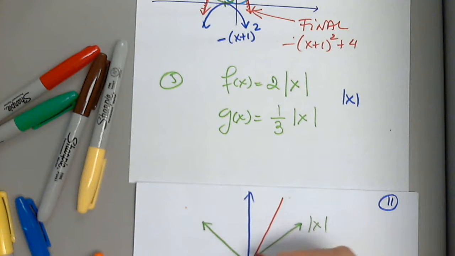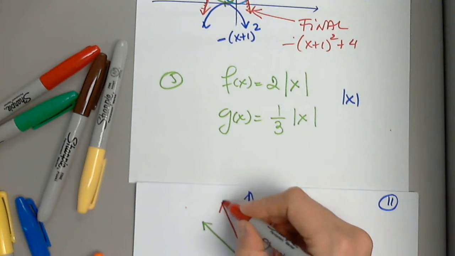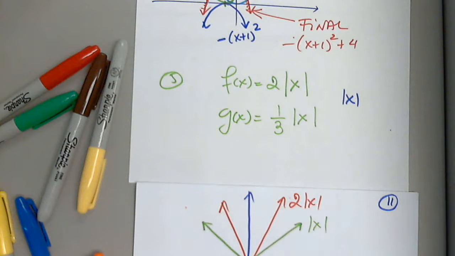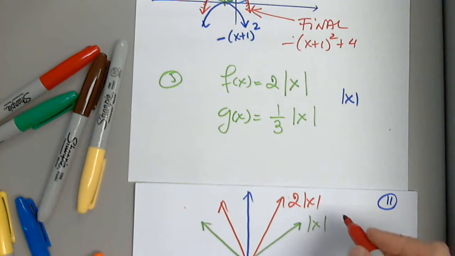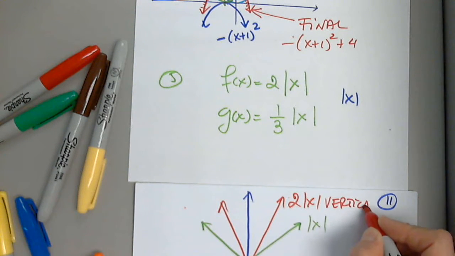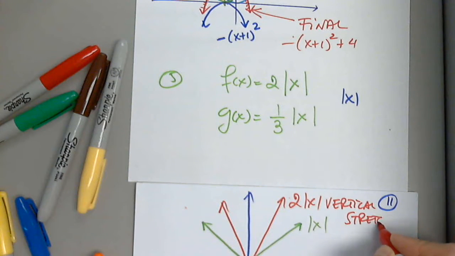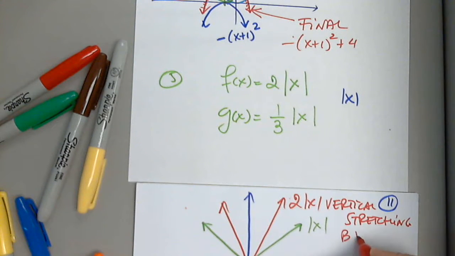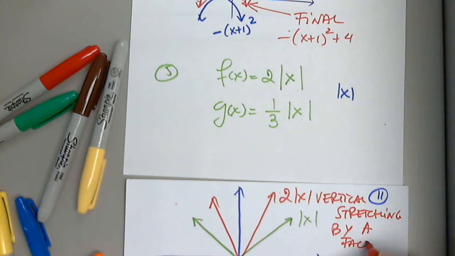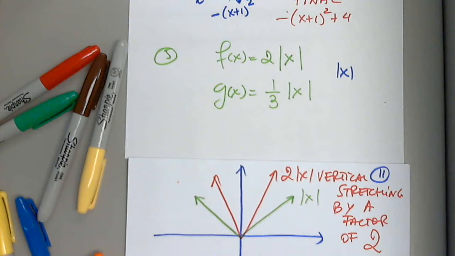So this is the graph of twice the absolute value of x. This is called a vertical stretching. By a factor of what? Exactly. By a factor of 2. In other words, for any x value, this is the absolute value of x, and this is twice the absolute value of x. For any x value.